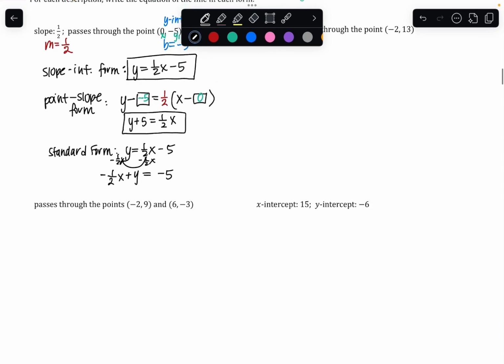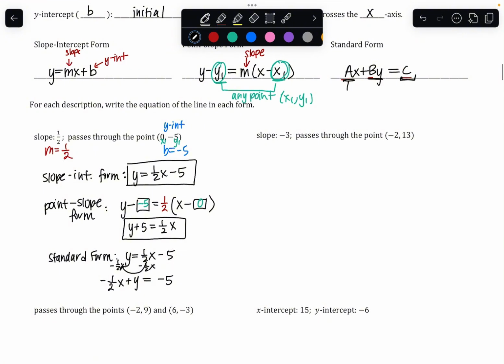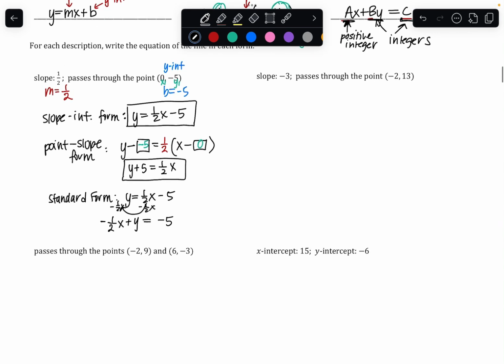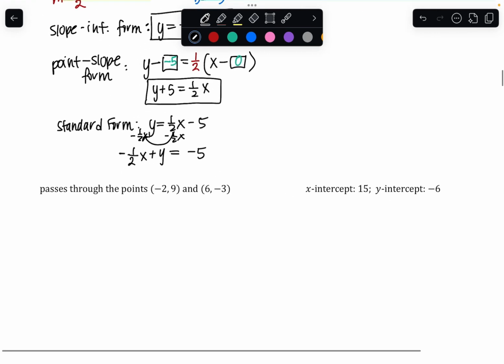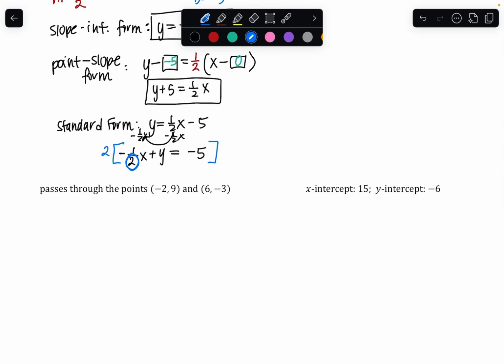Okay, and so from there, we want a, b, and c. We want a for sure to be a positive integer. And then we want b and c to be integers as well, positive or negative. We just want a to be positive. And so if you see a fraction, which we do, you are going to scale the entire equation by that denominator. In this case, the denominator is 2, and so we are going to scale the entire equation by 2 so that we can clear the denominator.